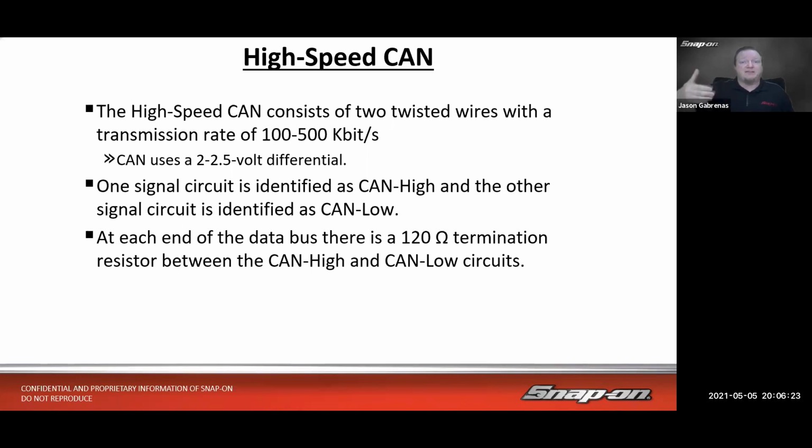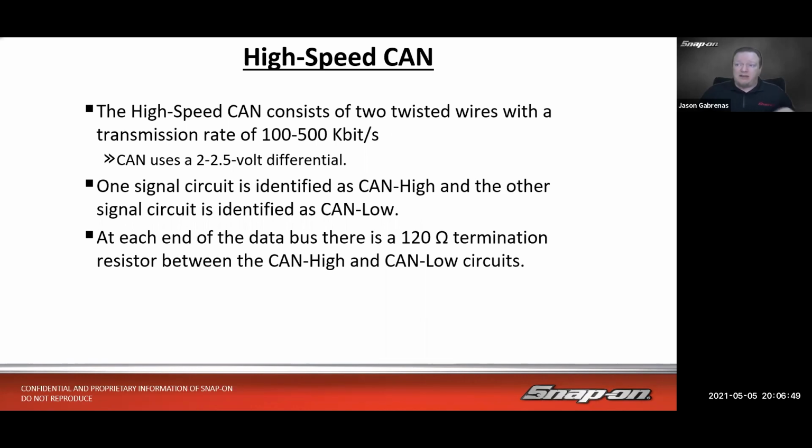And then there's even faster CAN that's come down the pipe in recent years, that gets up to 1 megabit per second. Now, when we talk about that voltage differential, as I said earlier, CAN uses a 2 to 2.5 volt differential, and we'll see a lot of these patterns as we go through the evening here. One signal circuit is identified as CAN high, and the other signal circuit is identified as CAN low. So I have a high and a low.